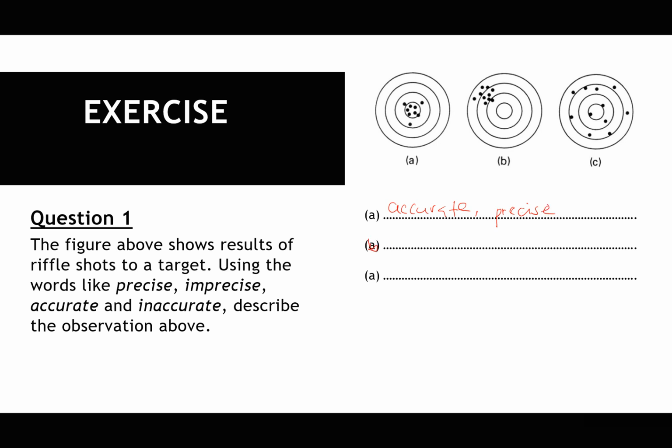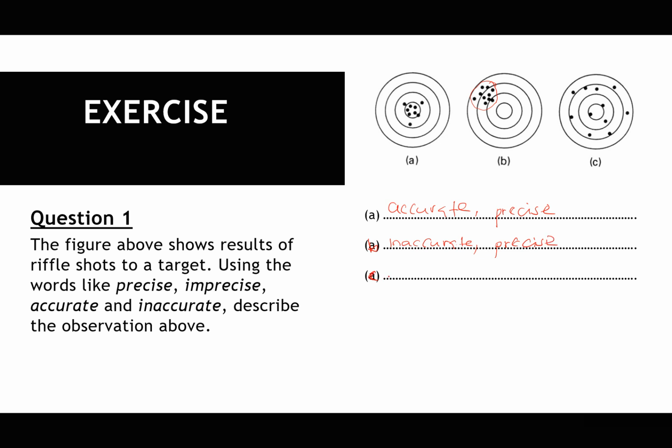In B, this is supposed to be B and this is supposed to be C. In B, you notice that there is nothing in the target, so we can say this is actually inaccurate. But you notice that all these shots are concentrating in this position here. Therefore, although they are inaccurate, it is actually precise.